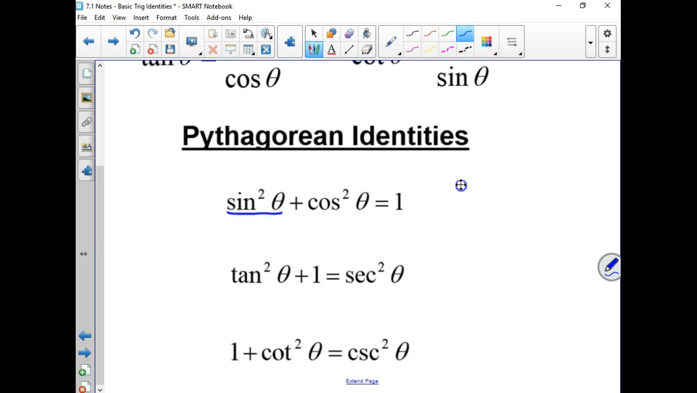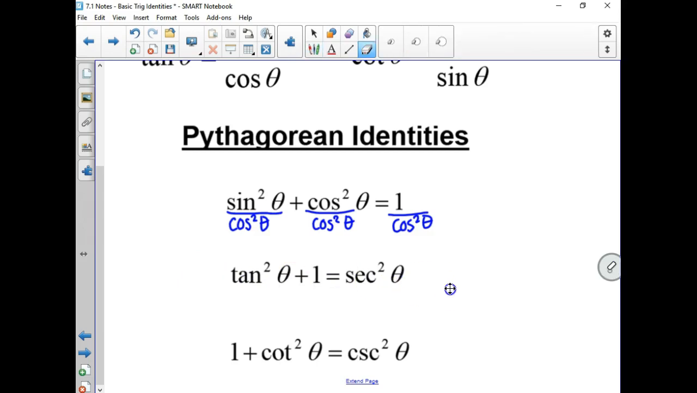If I take that first identity and I divide by cosine squared theta, I'm going to divide all of these by cosine squared theta. So all terms are divided by that. And look what I get. Sine squared theta over cosine squared theta is going to give me tangent squared theta. Cosine squared theta over cosine squared theta is 1. And 1 over cosine squared theta is secant squared theta. So if I do that, it will bring me to that second Pythagorean identity that we have there.